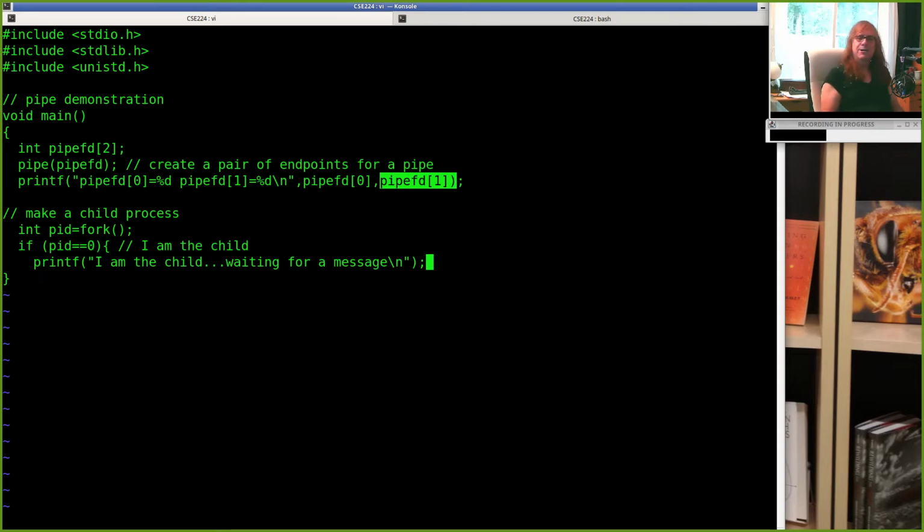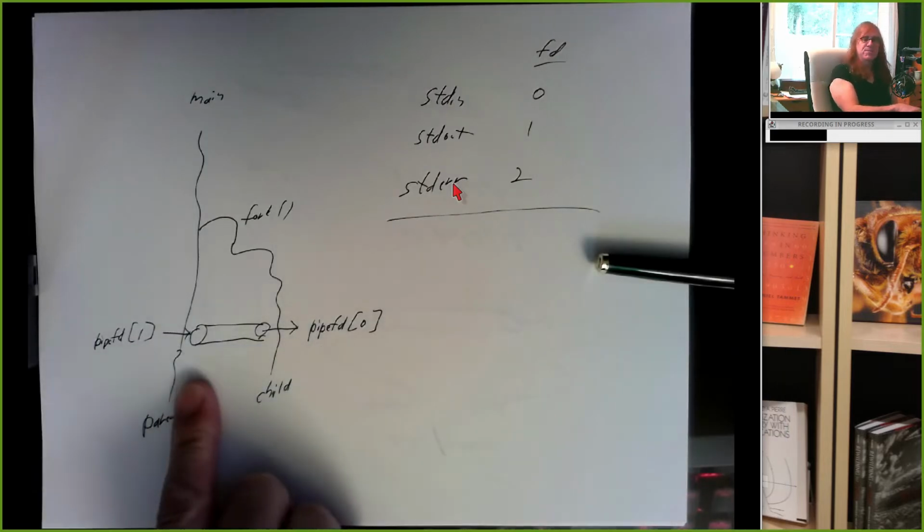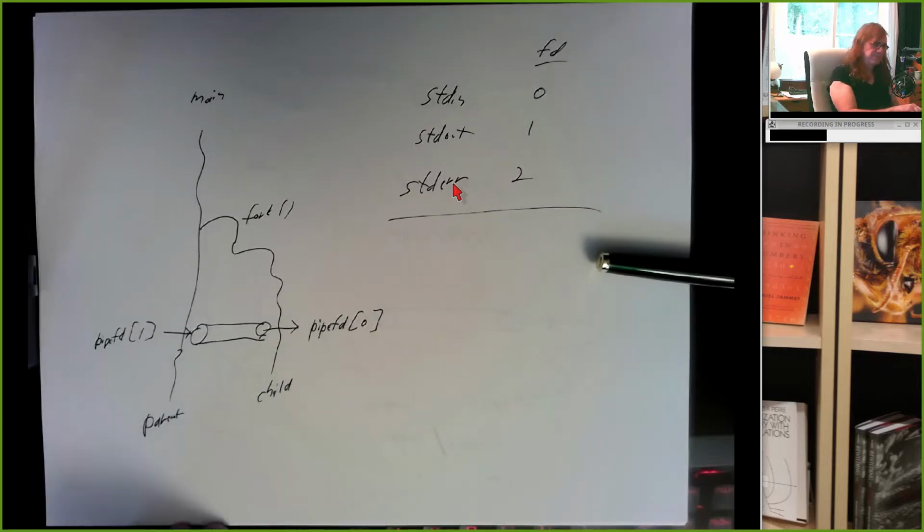So I'll say I'm the child and I'm waiting for a message. And what I'm going to do is have the child receive a message from the parent and then print it out.